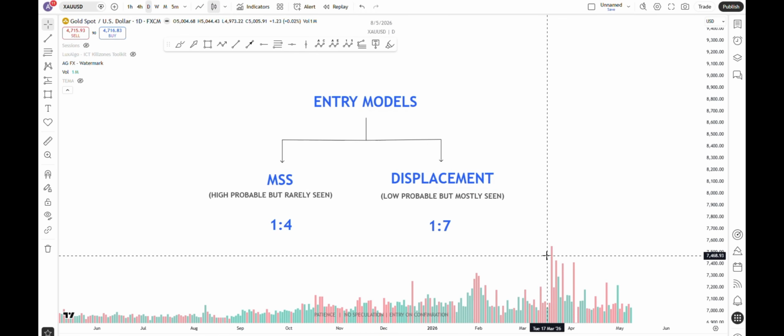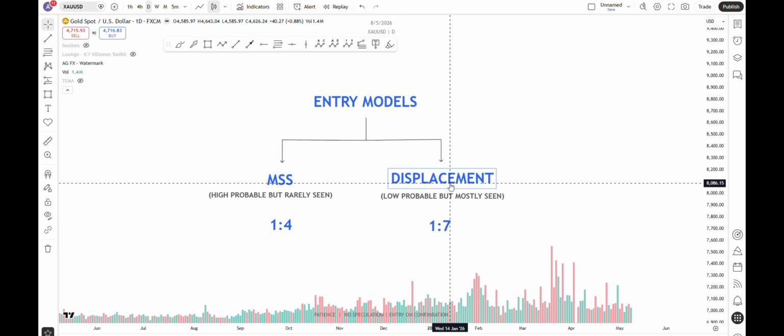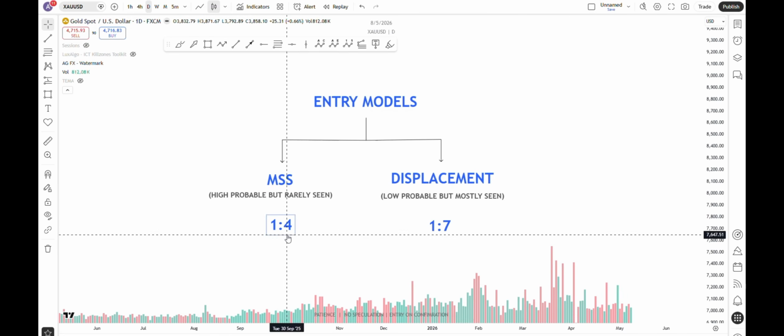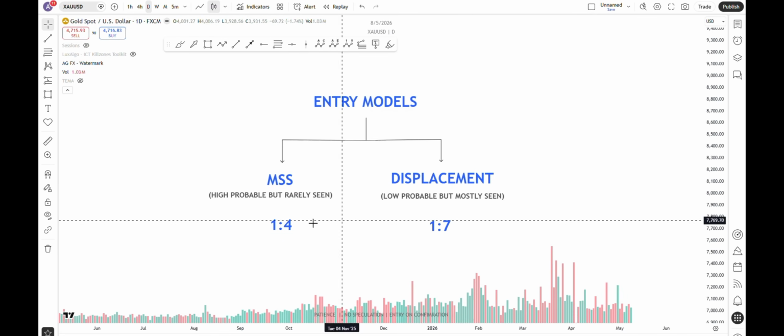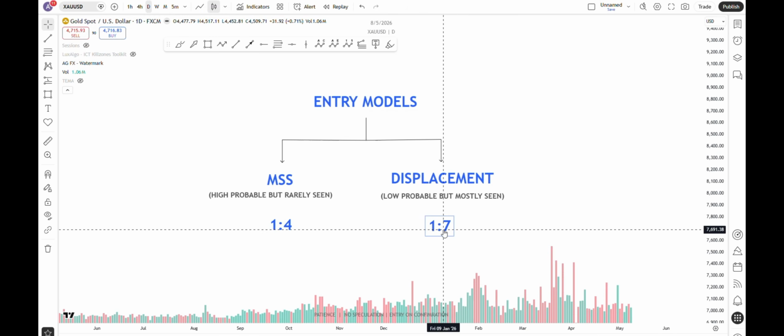Make sure you take a couple of trades just based on market structure shift and also based on displacement, and see what is the average risk to reward that you get, and you can stick to that particular risk to reward, and you'll only be taking your entry when you get that risk to reward. Lower than that, you are not going to take your entry. Okay, so keep that in mind.